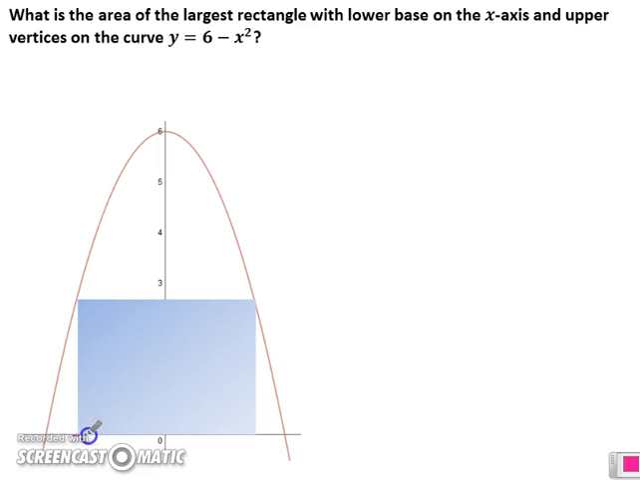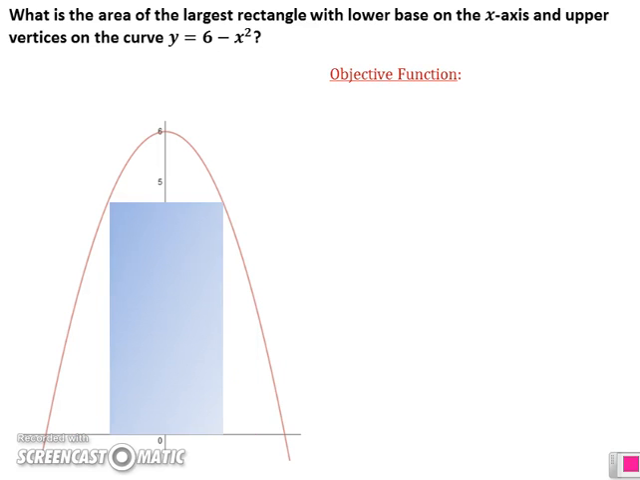We just know that it needs to be symmetrical here because it has to be centered right there in order for the two upper vertices to be touching like that. Okay, so what's the objective function this time? The question is asking for the area of the largest rectangle. So we're going to have an area function that we need to take the derivative of.